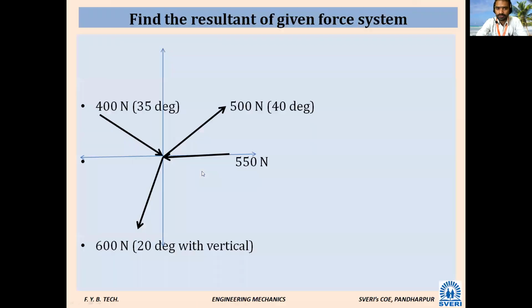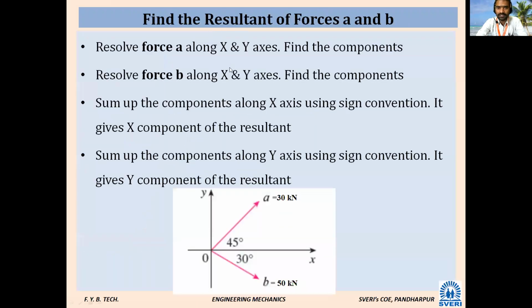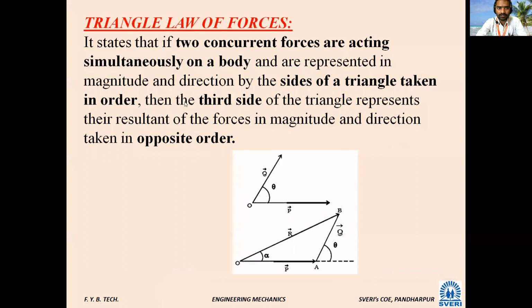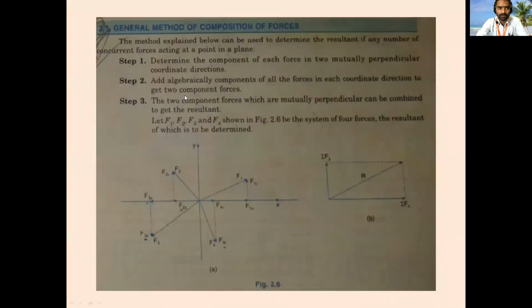Determine the resultant of the three forces acting on a hook as shown in the figure. If there are only two forces, then you can apply the law of parallelogram of forces, but one of them should be purely horizontal. If both forces are inclined to each other, then you apply the composition of forces, the general method. This one we have discussed in the last class.